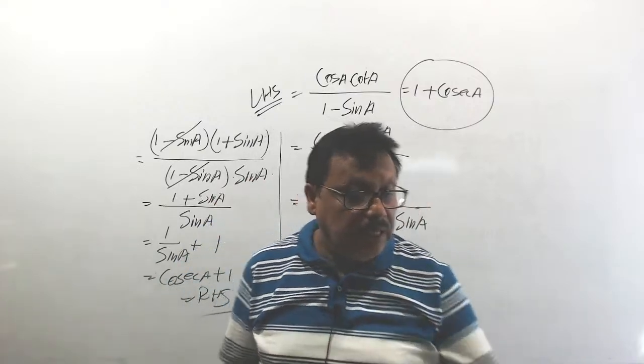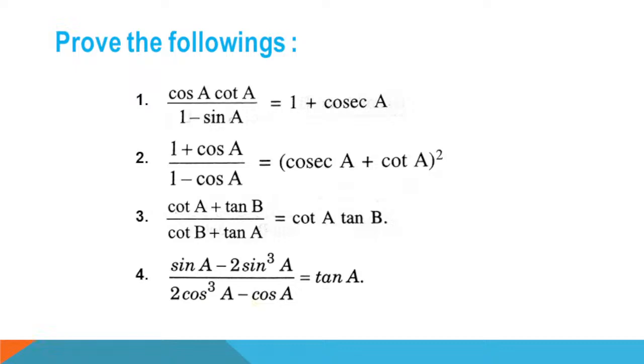Okay. Next, what is the next problem? 1 plus cos A divided by 1 minus cos A equals cosec A plus cot A. But just rationalize. For the left hand side, you will multiply both numerator and denominator by 1 plus cos A. Then you will get the answer directly. Okay. Number 3, you will try. Number 4, I am doing.